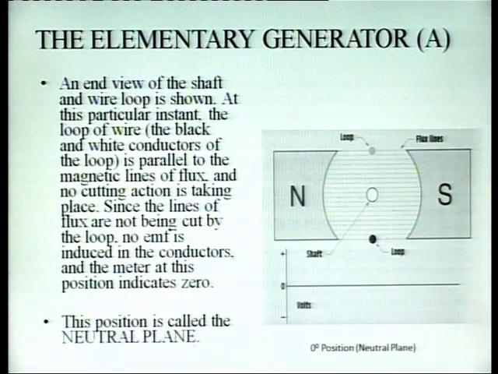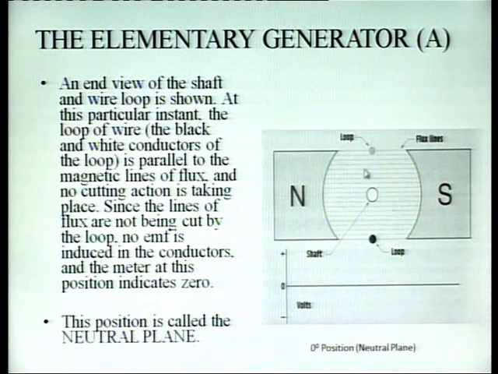An end view of the shaft and wire loop is shown. At this particular instant, the loop of wire, the black and white conductor, is parallel to the magnetic lines of flux and no cutting action is taking place since no lines of flux are being cut by the loop. No EMF is induced in the conductor and the meter at this position indicates 0. So, now we will discuss the different positions of the conductor and correspondingly the flux cutting and EMF induced in the conductor.